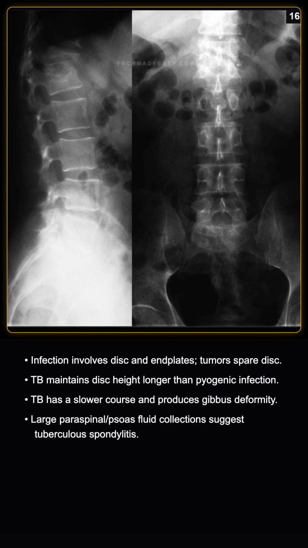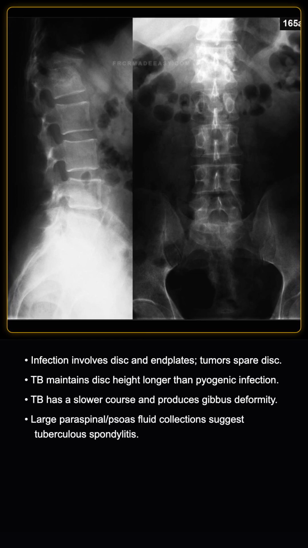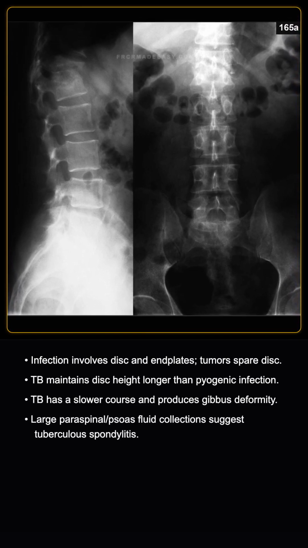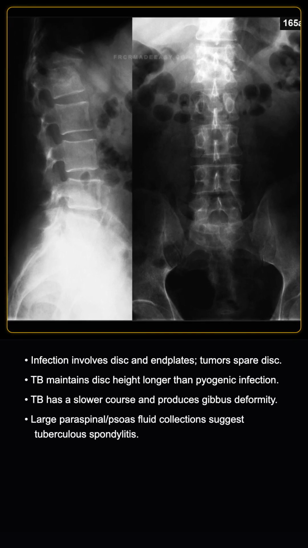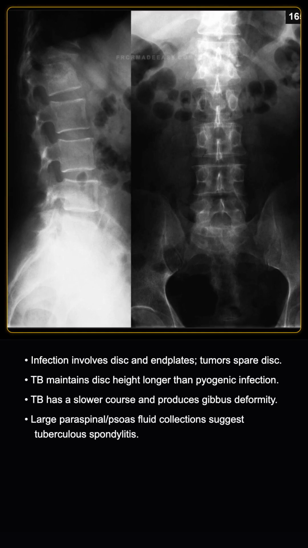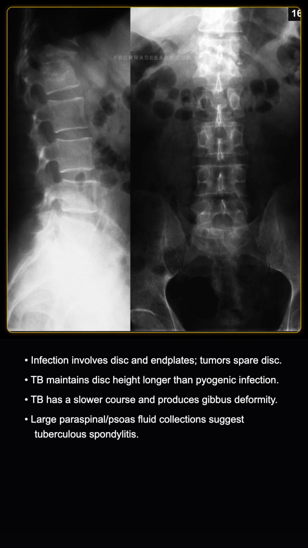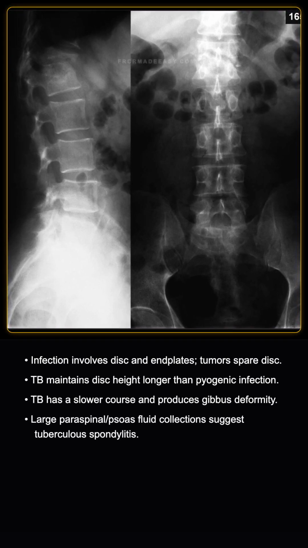Tuberculous spondylitis is differentiated from pyogenic infection by a slower, more indolent clinical course and the relative preservation of disc height until late stages of the disease. Tuberculous spondylitis also has a greater propensity for anterior vertebral body destruction, leading to a prominent gibbus deformity, and frequently demonstrates large, well-defined paraspinal or psoas collections with rim enhancement.